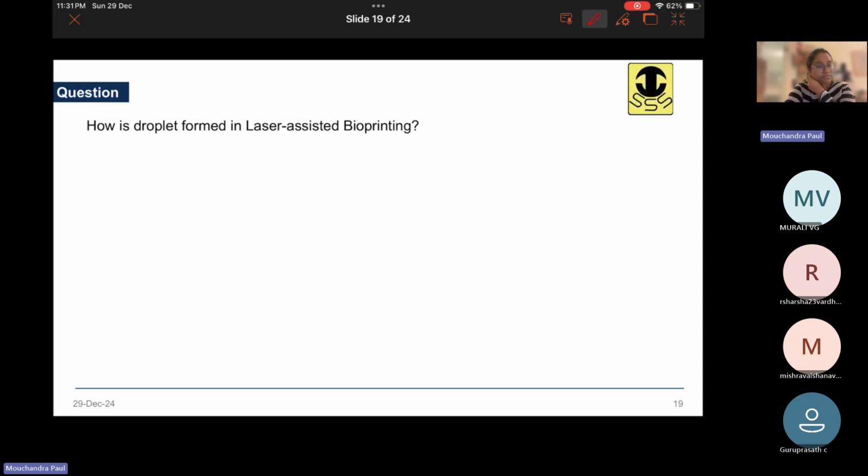Now, I've already explained this, but I want you guys to answer: how is a droplet formed in laser-based bioprinting? If you recall the process, let me know. How the laser ultimately leads to the formation of a droplet in this technique.